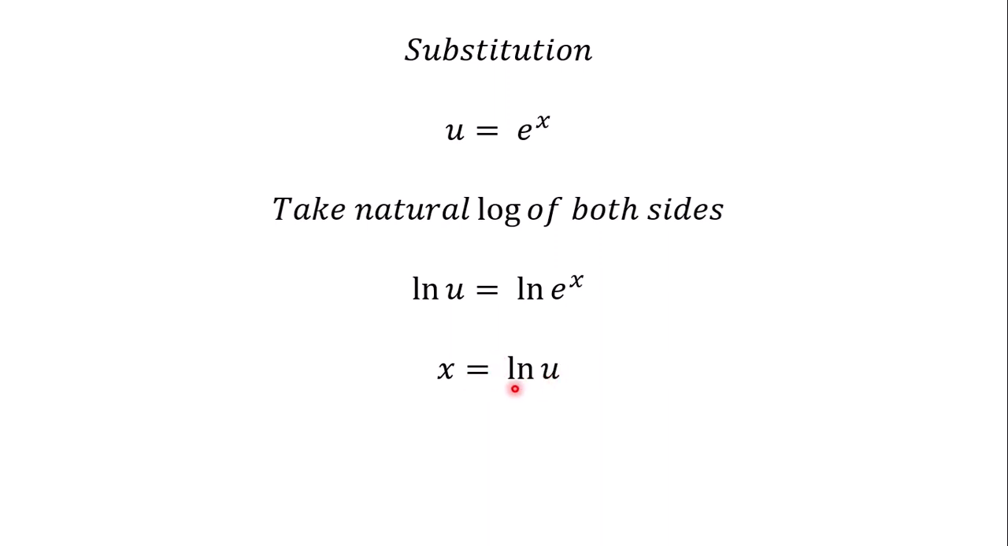Now here we are going to differentiate. When you differentiate this one, you're going to get dx is equal to 1 over u du. So the next step is you're going to put everything into the integral question, and then we proceed from there.